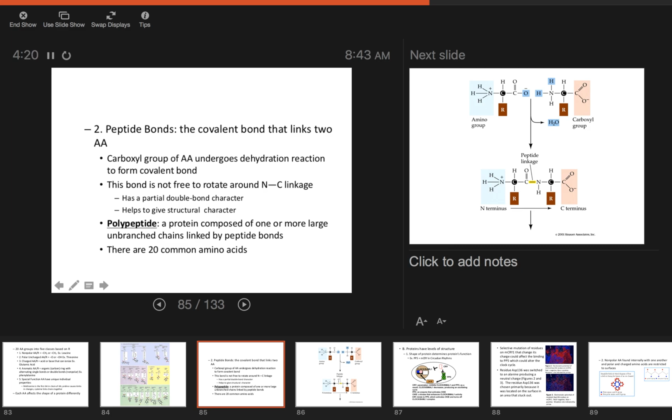All right. So amino acids are linked together by peptide bonds. When you have 2 amino acids, they're held together by a peptide bond. It's a covalent bond, with sharing of electrons. We go through that dehydration reaction, so water is released in the process.